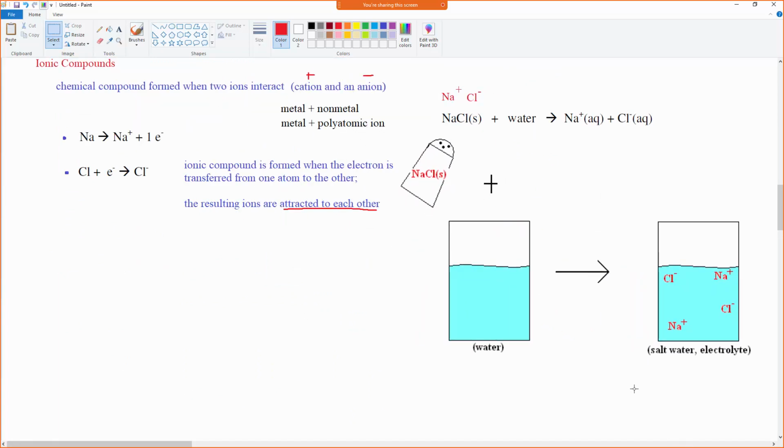Now, the reason that it does this, we're going to cover in a little bit more detail when we get to covalent compounds. But the short answer is the water molecules, which are covalently bonded, which is why we need this part of the equation. Water molecules have a bent shape. So they look a little bit like this.